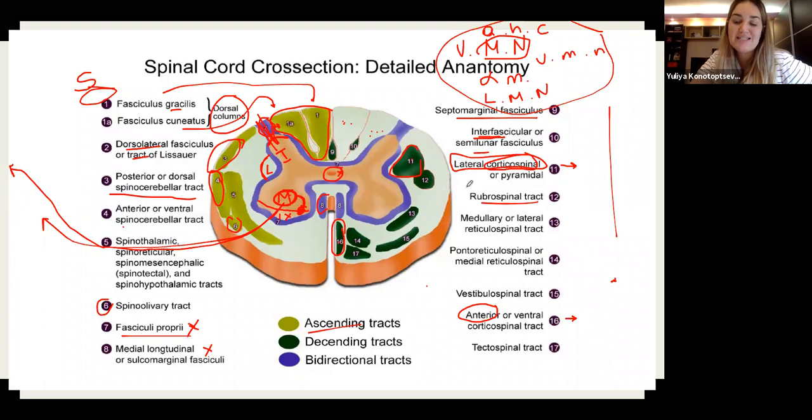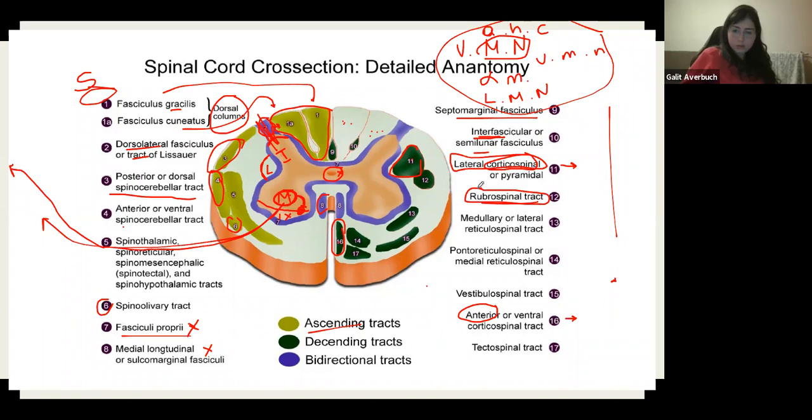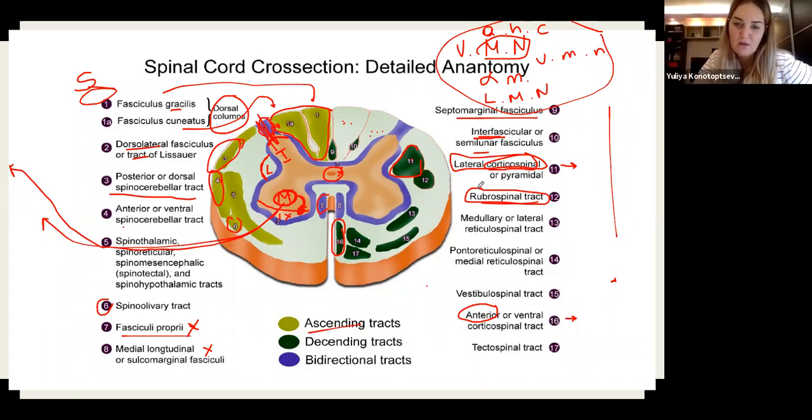Rubrospinal tract originates in the red nucleus of the brain. We'll talk about it later. That's where it starts. Rubrospinal tract is your major motor tract until you learn to walk. When do you learn to walk? Approximately around 1 year old. So when you turn 1, your major motor tract, the one that allows you to move, is the lateral corticospinal. Until you're 1, it is rubrospinal.